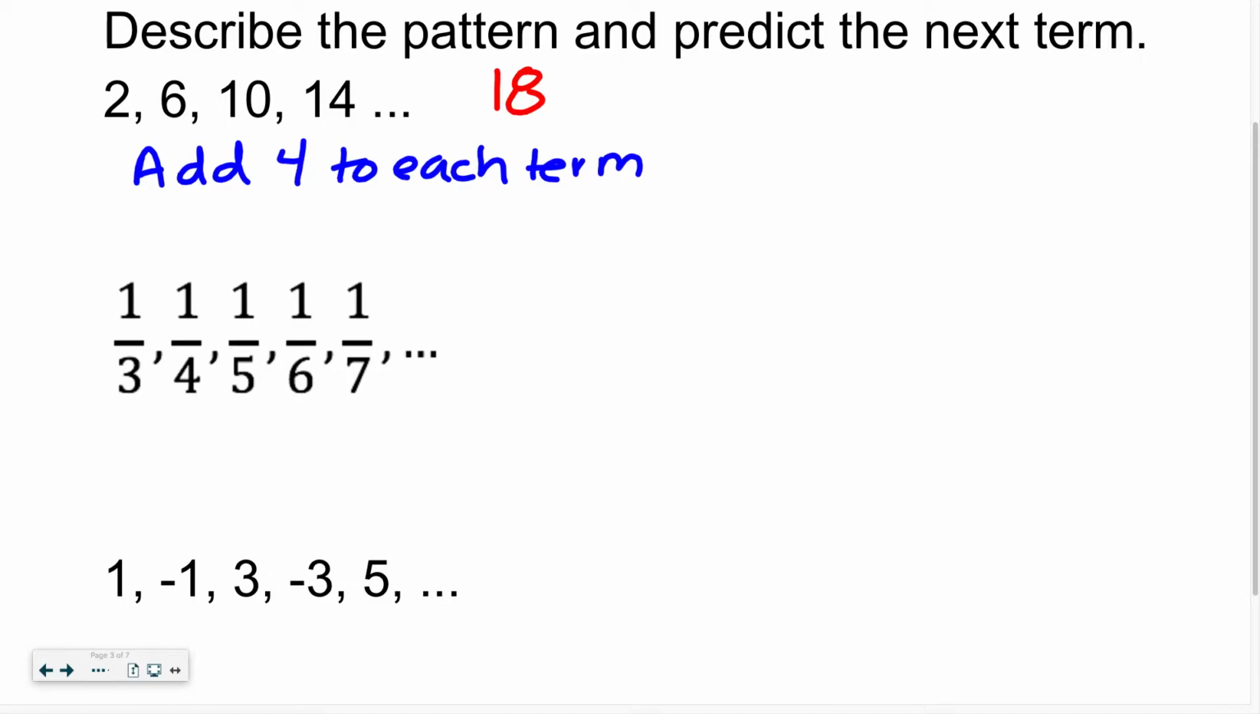So the next term, Brianna, is? All right, Tommy, how did you guys describe the pattern for 1/3, 1/4, 1/5, 1/6, 1/7? You're just adding 1 to the denominator. Okay, add 1 to the denominator. So what is the next term, Bo? 1/8.